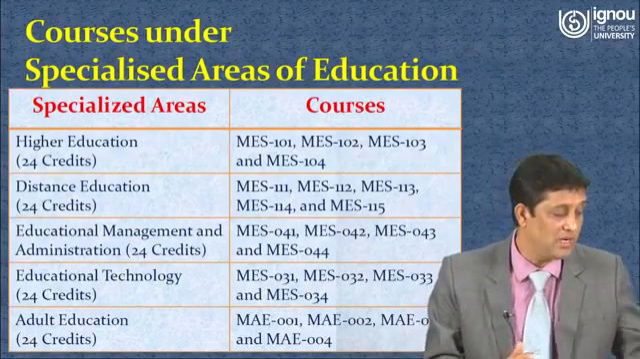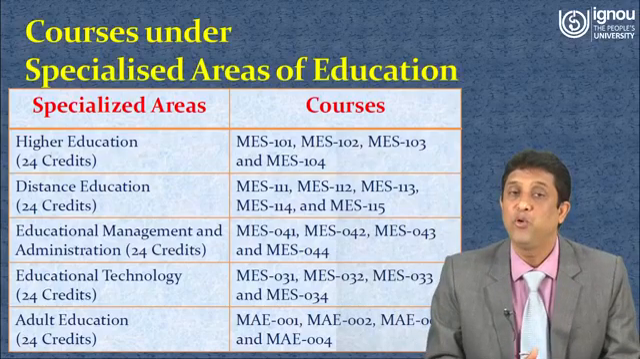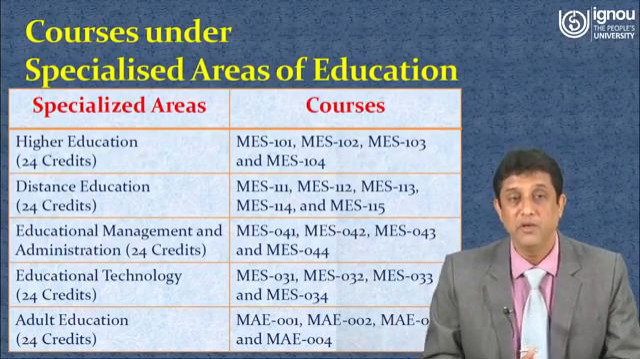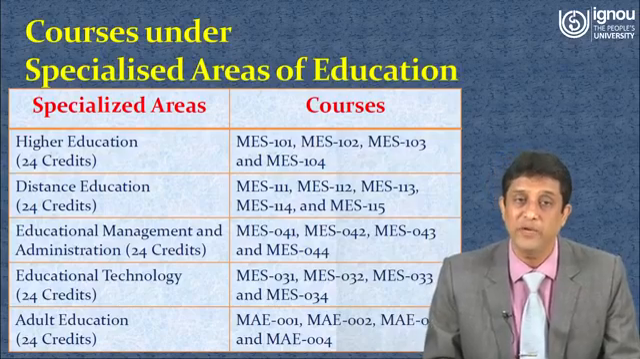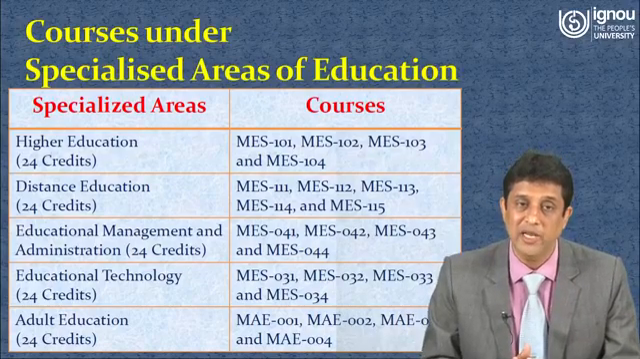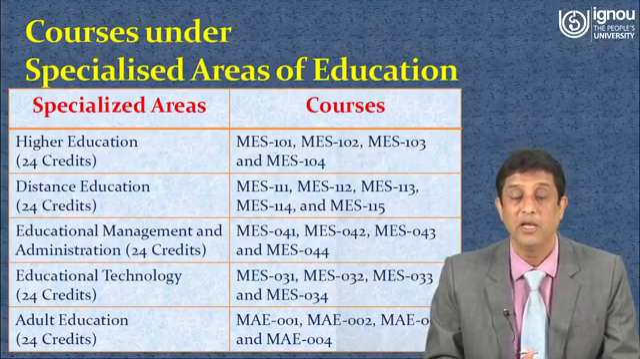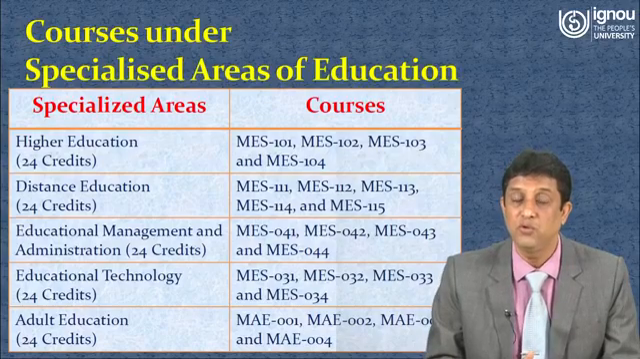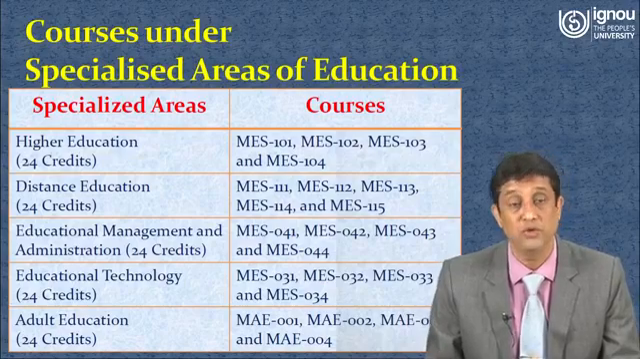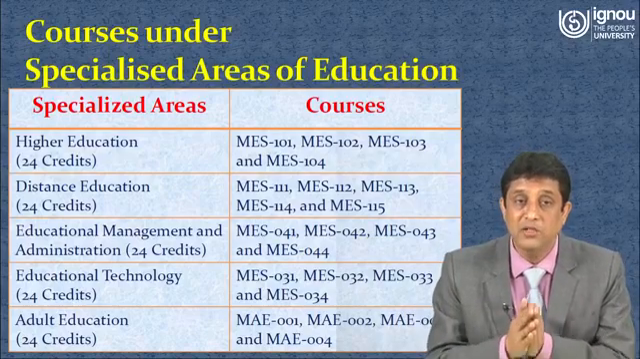Let me specifically say what courses you are supposed to study in the different specialized areas. In higher education, 4 courses are there: MES 101, 102, 103 and 104. These are the 4 courses you have to study if you select higher education. If you select distance education as the specialized area, you have to study 24 credits, that means 5 courses: MES 111, 112, 113, 114 and 115. If you select educational management and administration, 24 credits are there; you have to study 4 courses: MES 041, 042, 043 and 044. In educational technology, you have to study MES 031, 32, 33 and 34. And if you select adult education, you have to study 4 courses, that is MAE 001, 002, 003 and 004. So you have to select only one area, and under that area you have to study all the courses, and that will contribute 24 credits in the second year of this program.